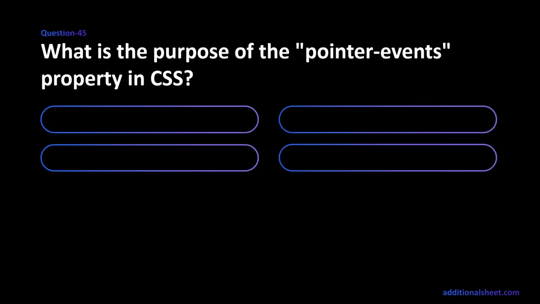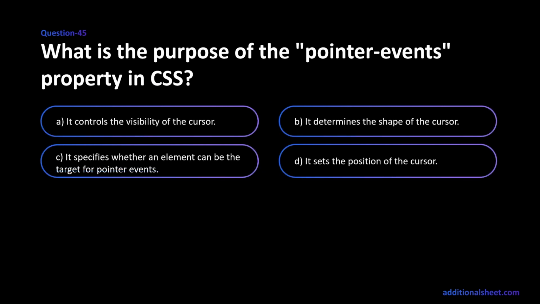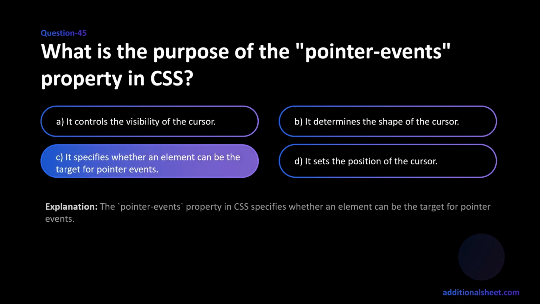Q45. What is the purpose of the pointer-events property in CSS? Options are A. It controls the visibility of the cursor. B. It determines the shape of the cursor. C. It specifies whether an element can be the target for pointer events. D. It sets the position of the cursor. Correct answer is option C. The pointer-events property in CSS specifies whether an element can be the target for pointer events.